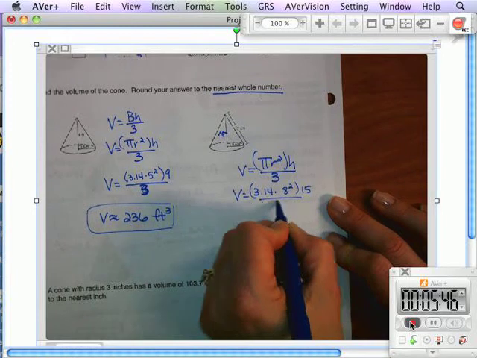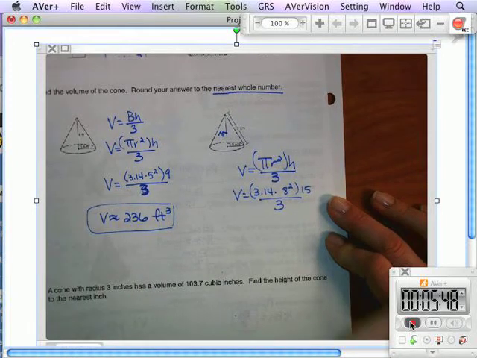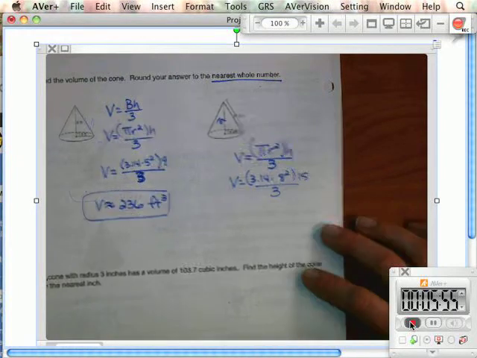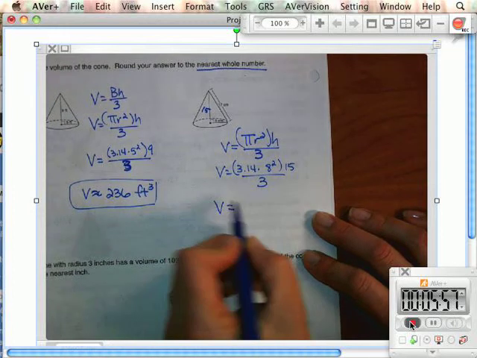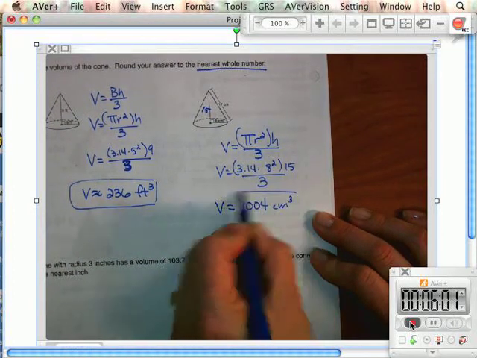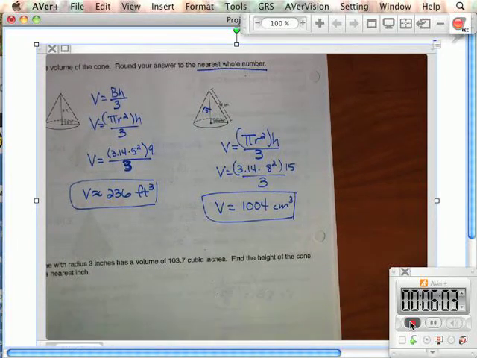Volume is 1,004 centimeters cubed. Again, it's writing down the formula, plugging in what you know, and doing the math.